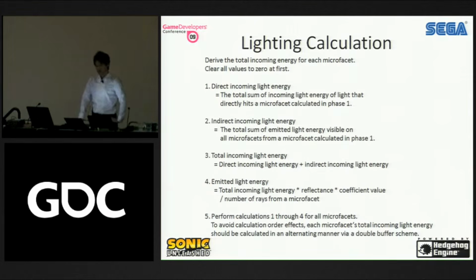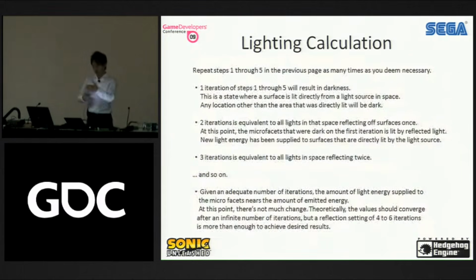We will calculate these numbers from number 1 to number 4 for each microfacet. So sometimes we have to do 10,000 calculations. We use a double buffer to alternate calculation. And then we repeat these steps 1 through 5 as much as you want. And then you can come up with a certain number.